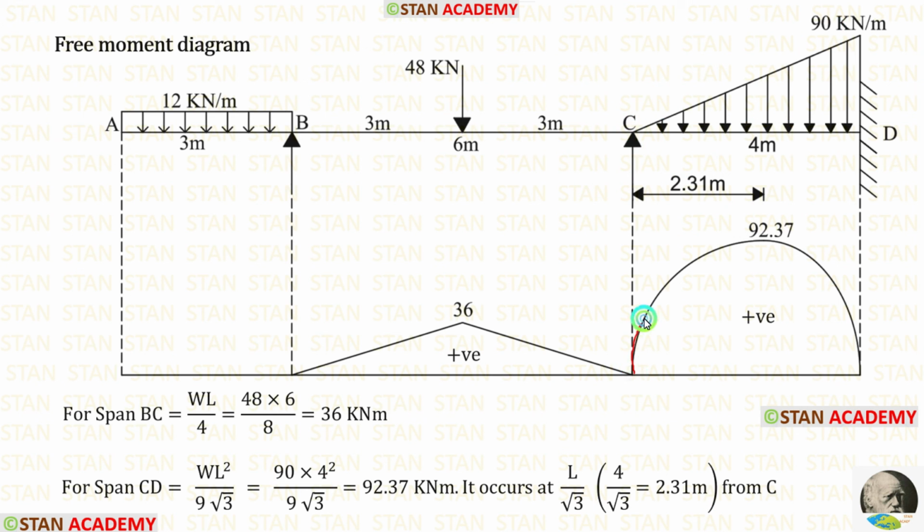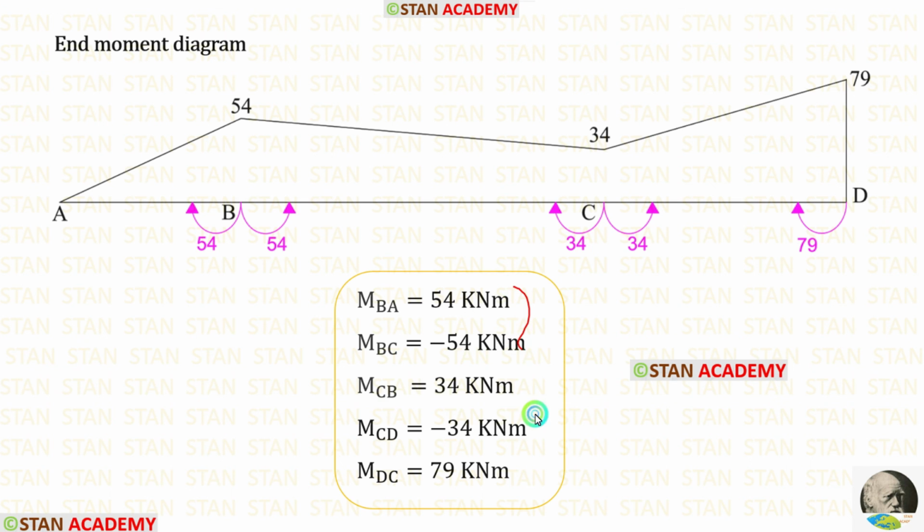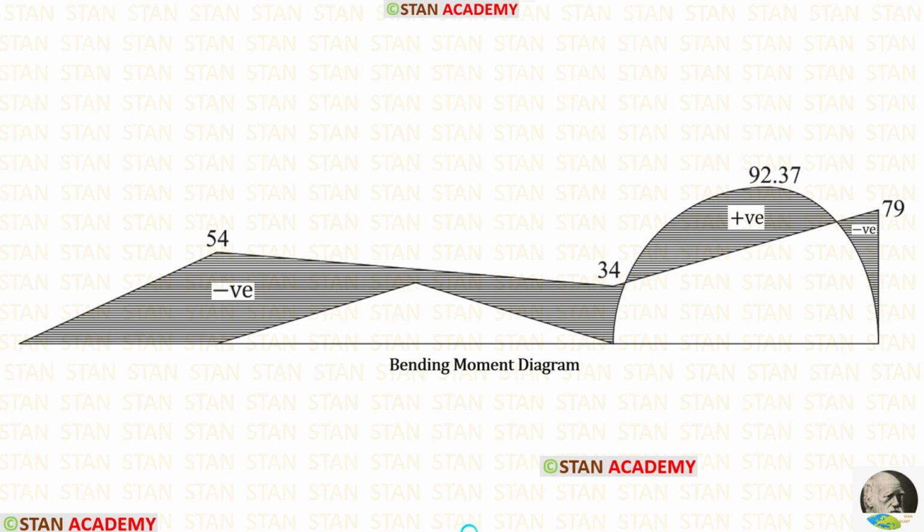For the UVL, the bending moment diagram should be in the shape of parabola. Now, using the end moments, we can make the end moment diagram. Then we have to combine the end moment diagram and free moment diagram so that we will get the bending moment diagram. Now we are going to end this session.